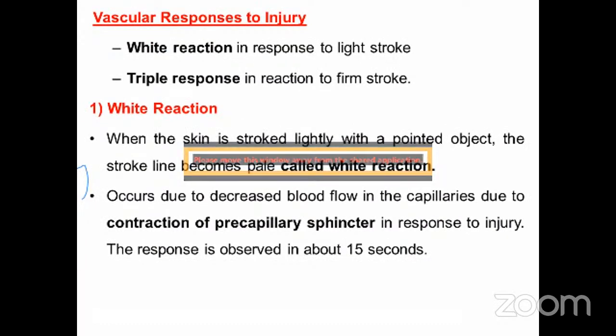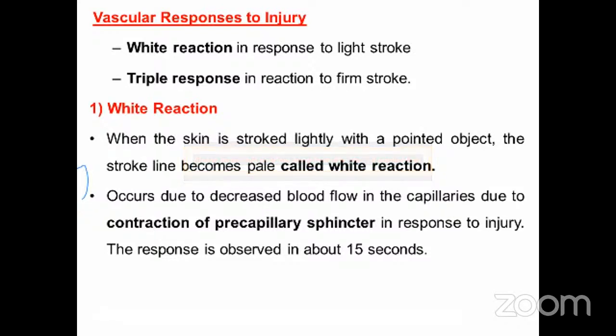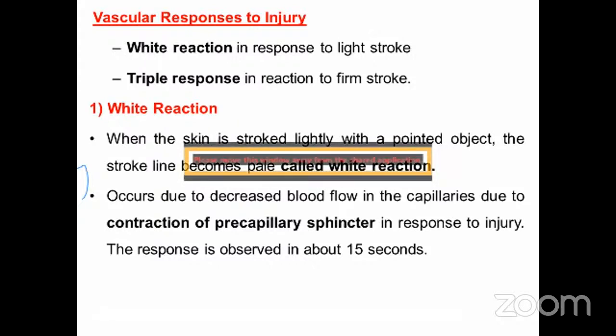Then vascular response to injury. There are two types of responses that occur. One is the white reaction and the second one is the triple reaction. Triple reaction is an important short note. So the white reaction: if we stroke the skin lightly with an object, suppose you take a pen and stroke your skin lightly, what happens? You see only a white line. It is called a white reaction.